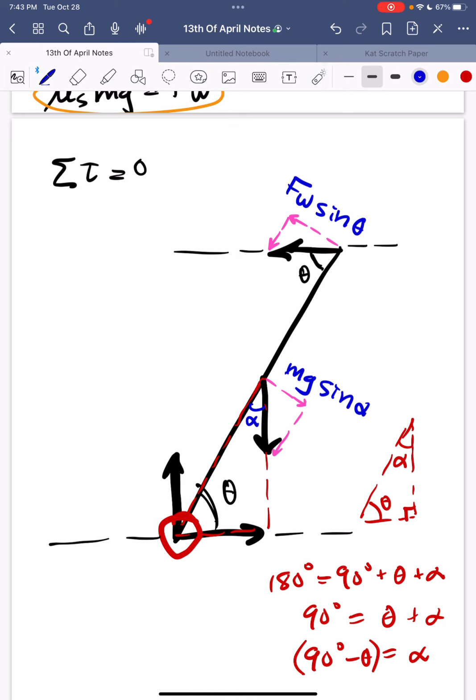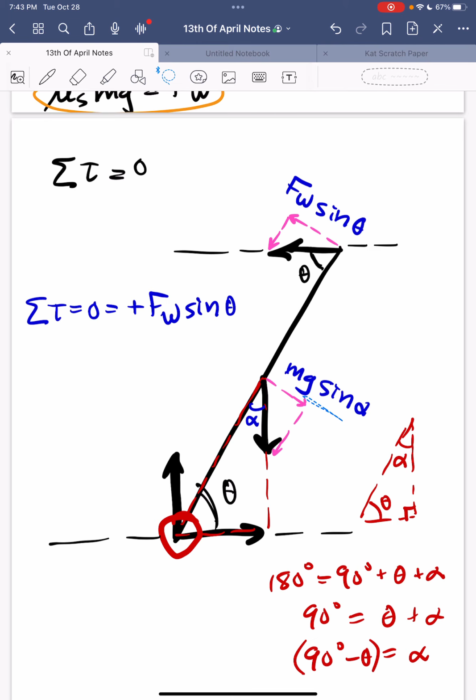So I've got one torque that's basically moving things in that direction. I've got another torque that's rotating things in the opposite direction, like that. So this upper one, from the force of the wall, is going to rotate things counterclockwise. So it's going to be a positive torque. So the sum of the torques equals 0 equals the force of the wall times sine theta. But I also have this force down here, all right?